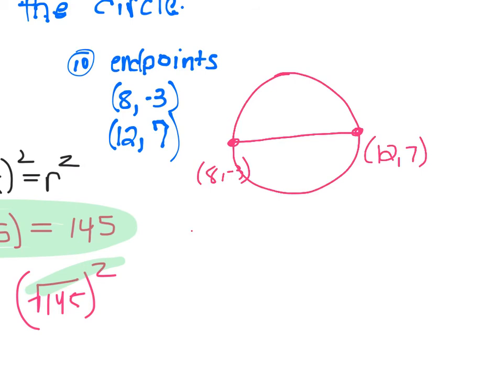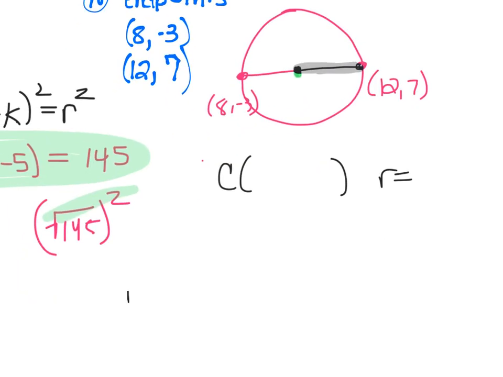The diameter. What do we need in order to find the equation of our circle? Two things. But what piece of information do we need for both? We need the center and the radius, okay? So that's what we're gonna find. How do I find the middle of that line? Midpoint. So midpoint, guys, is to find the center.